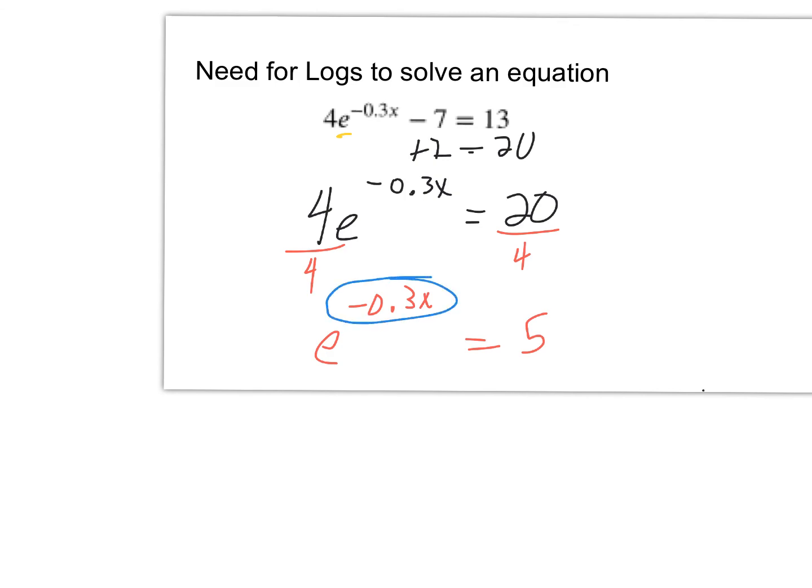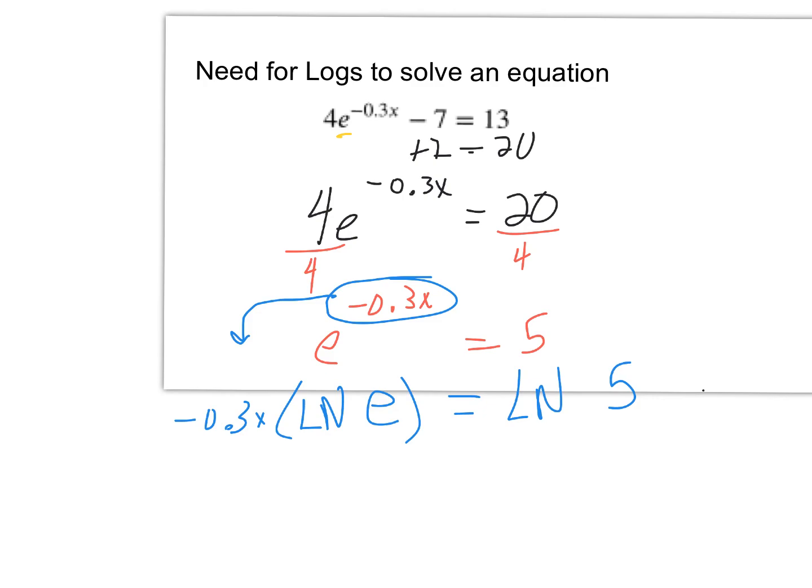So now, just like before, we're going to try to drag this down. So we're going to use a logarithm. So negative 0.3x. Okay, so we're going to have this x times the natural log. So ln of e is equal to the natural log of 5. Okay, now just like we would with a normal log, we're going to divide by the natural log of e. But as most of us know from many of the earlier videos, natural log of e is just going to be 1. But again, I'm just going to be systematic here.